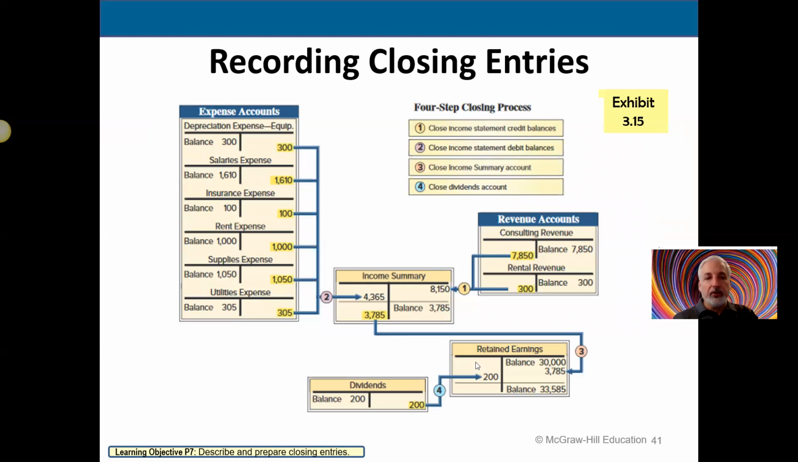And recording the closing entries, there's an example screen you can read about in the book. But bottom line is, all our expenses get closed to income summary, all our revenues get closed, and dividends get closed to retained earnings. Dividends are never an expense. If we pay $200 in dividends, it's not an expense to the business. That's a distribution to owners. That's why it goes straight to equity and through retained earnings.